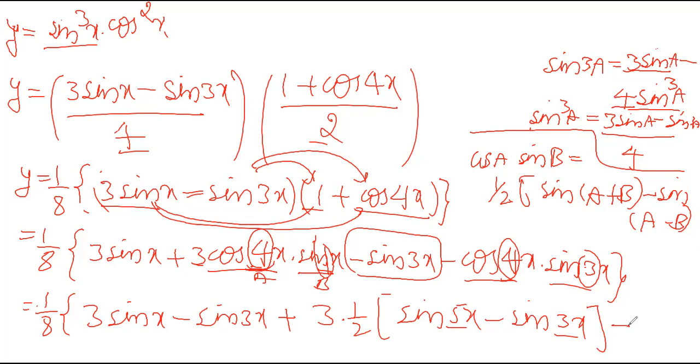Next, minus of the second one. I write here minus of 1 by 2. That is the second one. Here A equals 4, B equals 3. 4 plus 3 is 7, means I write directly sin of 7x minus sin of x. 4 minus 3 is 1, 1x means we take x.